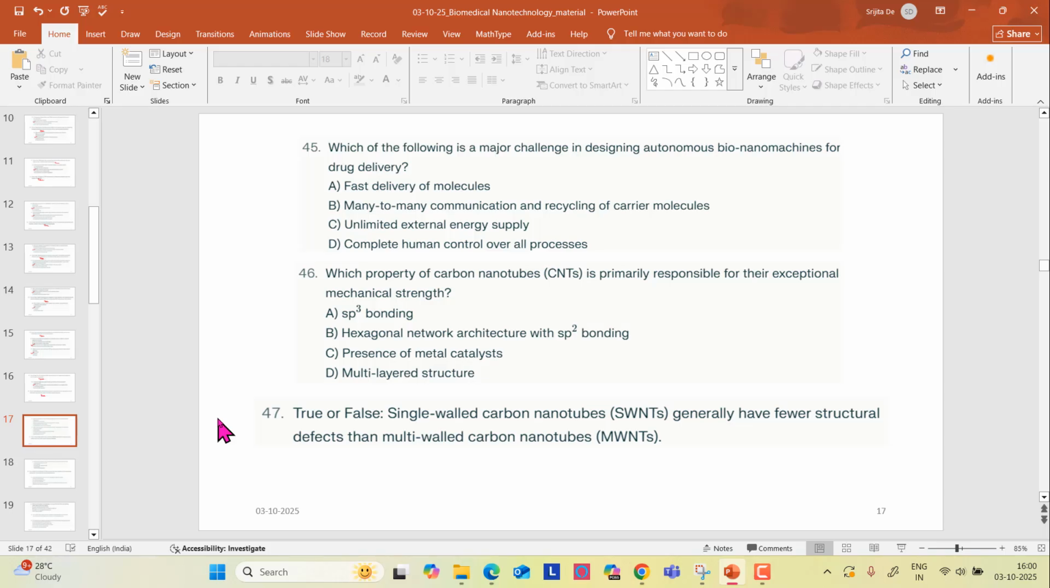Which of the following is a major challenge in designing autonomous bionanomachines for drug delivery? So it is option B. Many-to-many communication and recycling of the carrier molecules.